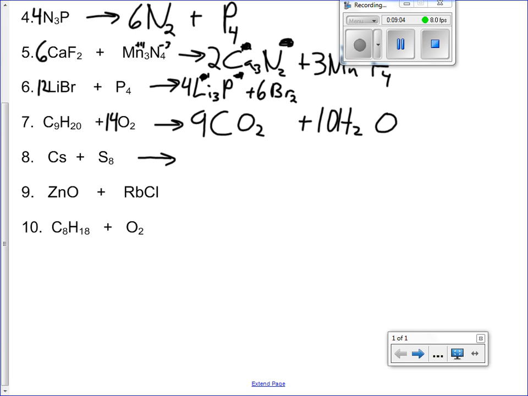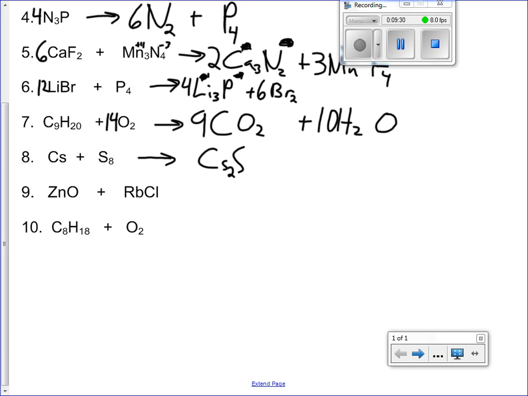All right, on number 8, I've got an element reacting with an element. What kind of reaction is that? Synthesis. All right, so cesium and sulfur have to end up together in a compound. Now, cesium is usually a +1, yeah? Okay, and sulfur is always a -2, so when we drop and swap, we get Cs2S.